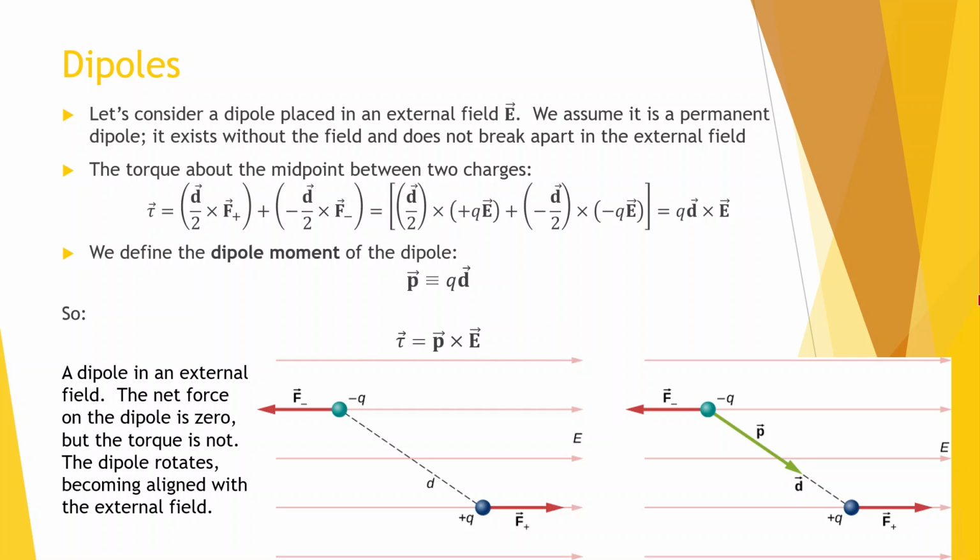Let's now consider a dipole that is placed in an external field, E bar, so an external electric field. We assume that it's a permanent dipole and it exists without the field and does not break apart in this external field. Okay, so we can determine the torque about the midpoint between these two charges in this dipole. So if we have a negative charge and a positive charge, we are going to find the torque about this point here.